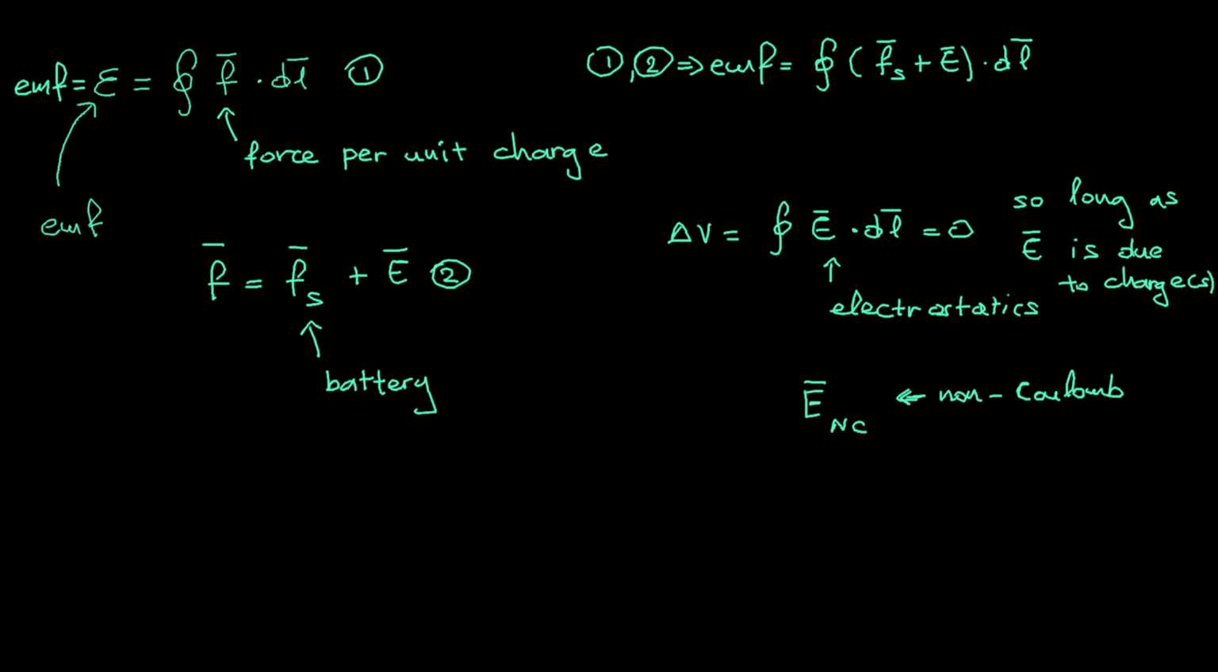So what I want you to remember is that this is the definition of the EMF. And we can break that force per unit charge as a sum of two terms, the electric field and another term that may be due to a power source. Now, if you combine the two, of course, you're going to get this expression. Just don't assume that the closed path integral of E dot dl will always be zero, because it will not.